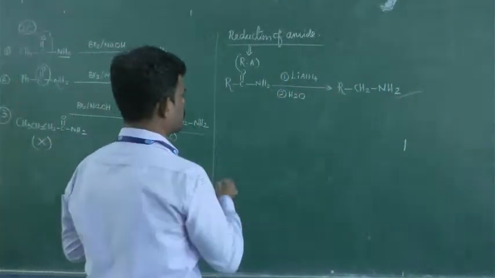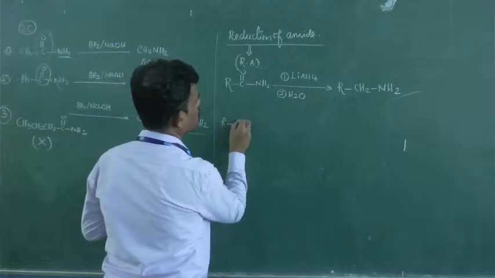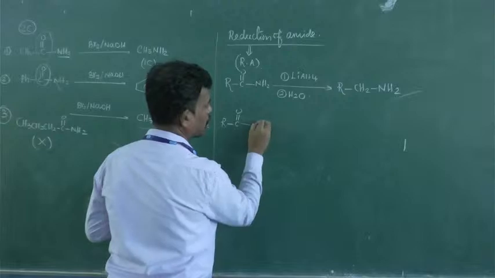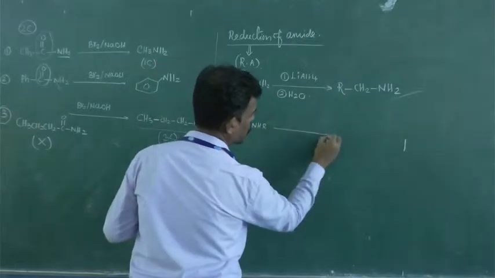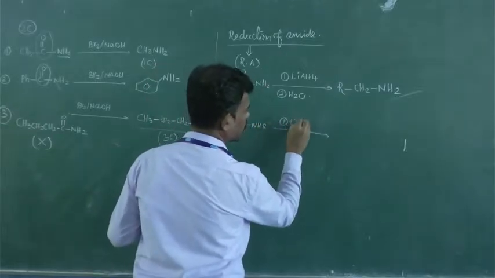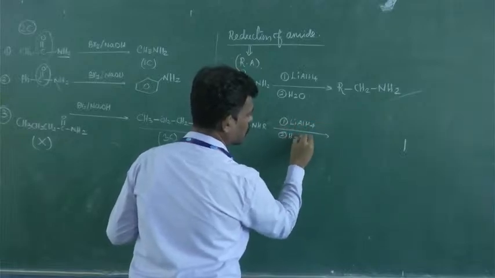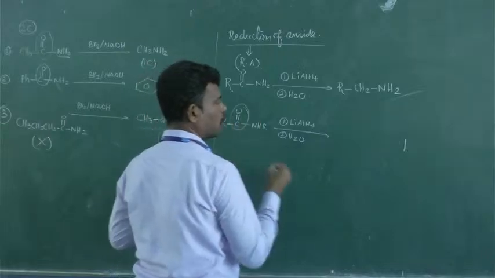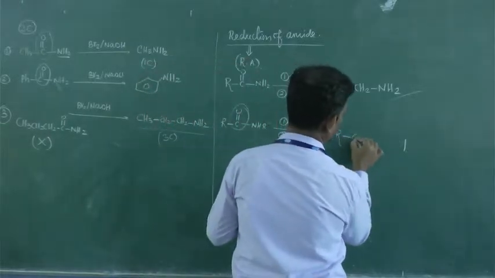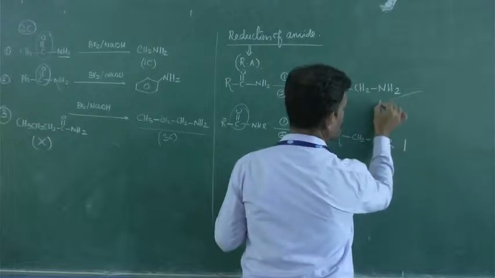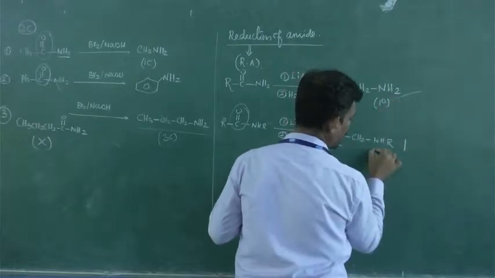Next, suppose you have R-CO-NH-R. Subject to similar conditions, lithium aluminum hydride, then H2O. Similarly, you have to convert the CO into CH2, giving R-CH2-NH-R. The first one is a primary amine. This is a secondary amine.